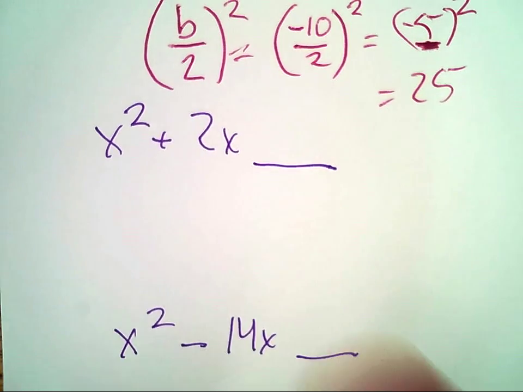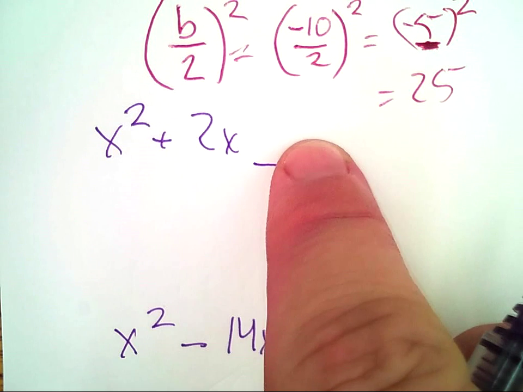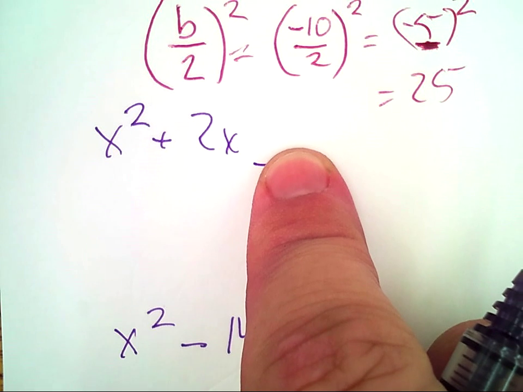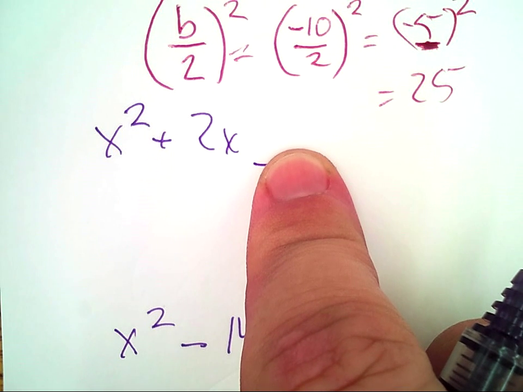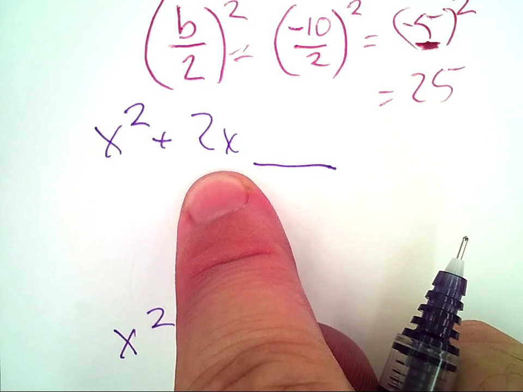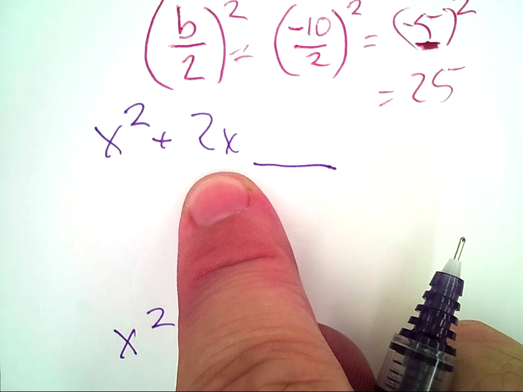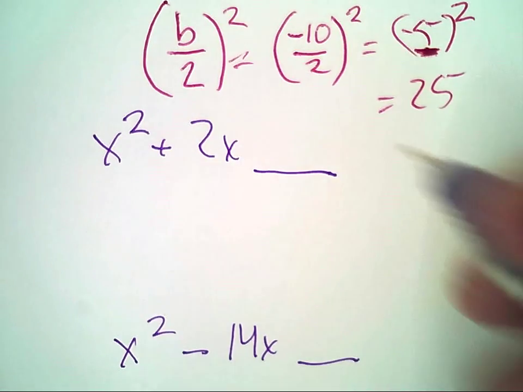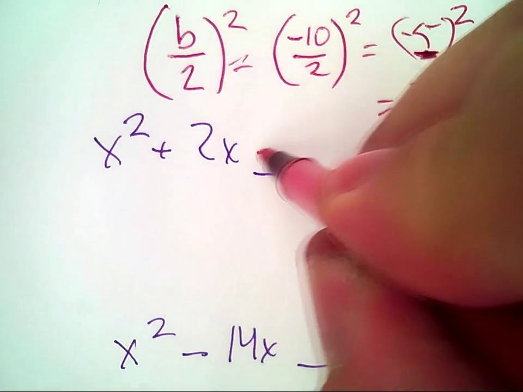Okay, so what are we going to do here? What's going to come out right here? We should know it immediately. What number comes out right there? Do it in your head. 2 divided by 2 is? 1. 1 squared is? 1. Is it positive or negative? Positive. So we put a plus 1 here.